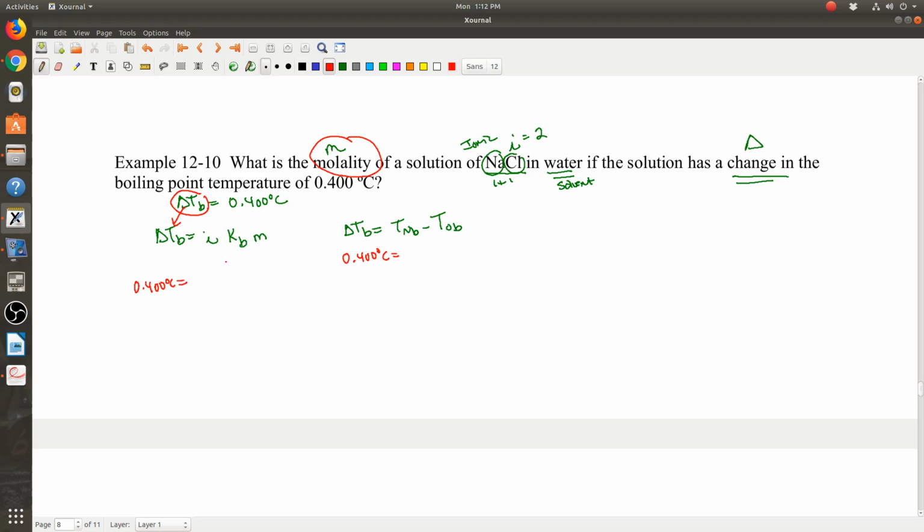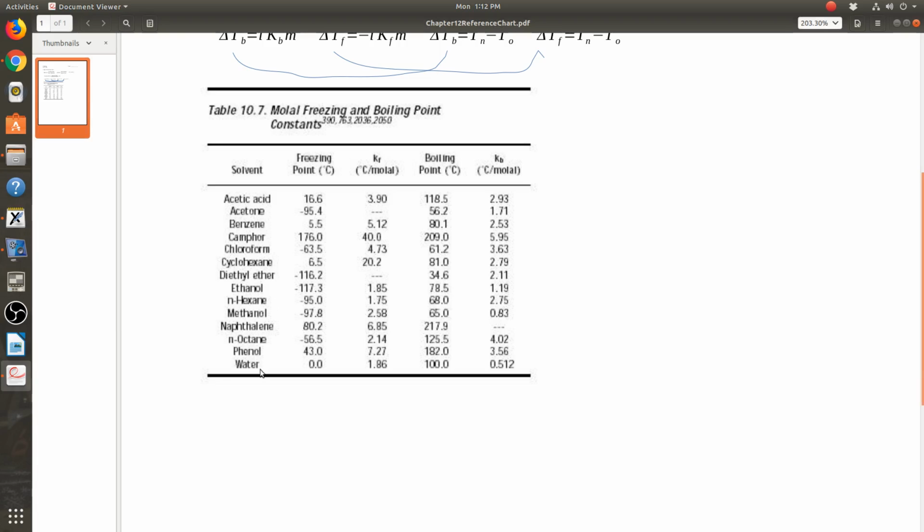0.400 degrees Celsius equals, I told you the i is 2. I need the boiling point constant for water because water is the solvent. The solvent is where you get the K sub B. The boiling point constant comes from the solvent. And then they want m, molality. So I need to figure out what the boiling point constant of water is. I get that off my reference chart. So water, there's the freezing point of water. Now look, I even gave you the boiling point. I shouldn't have given you those two. The freezing point is 0 degrees Celsius. The boiling point's 100. The boiling point constant, the K sub B, is 0.512 right here on your reference sheet. So that's what I need to use when I'm doing this.